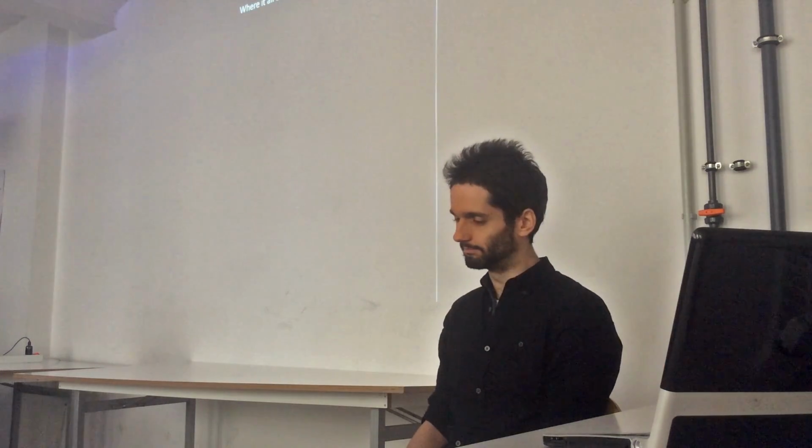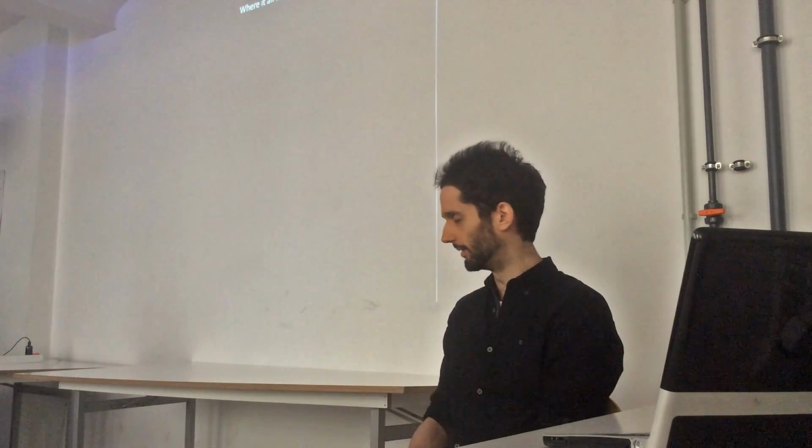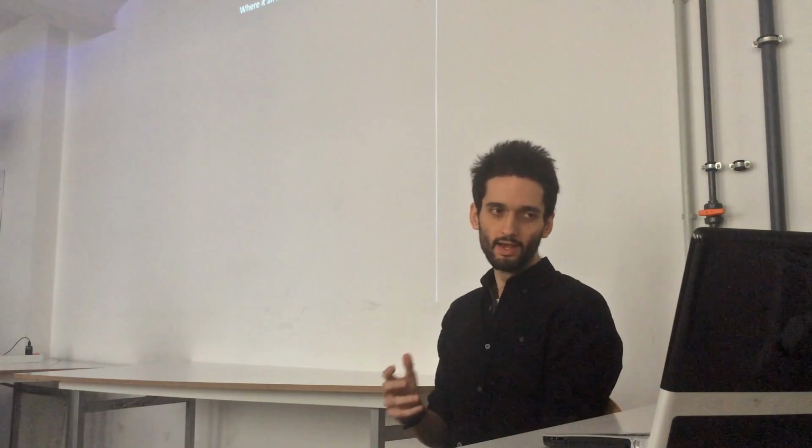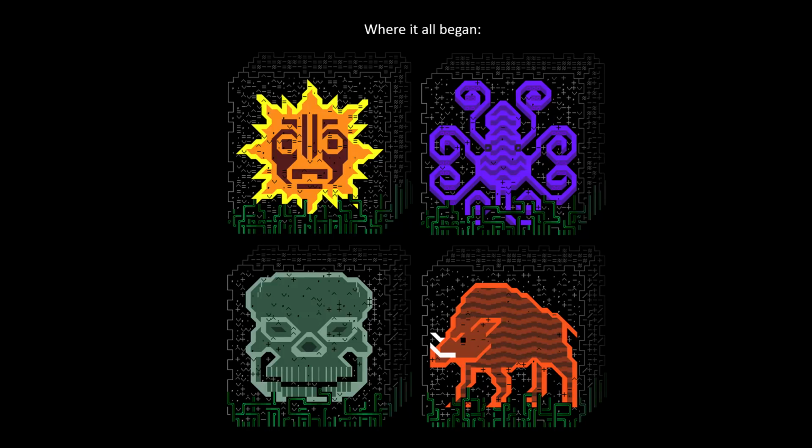So where it began was a few versions ago I started to create some kind of very simple early game puzzles in the game. And these involved, in kind of ancient temples, these stone blocks, which have different kind of shapes on them. So a sun, an octopus, a skull, and a boar. And one thing I found quite quickly was that I could very simply vary these a lot.